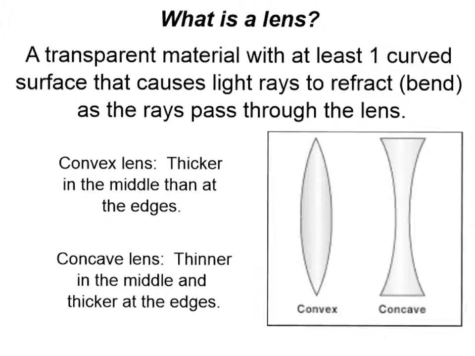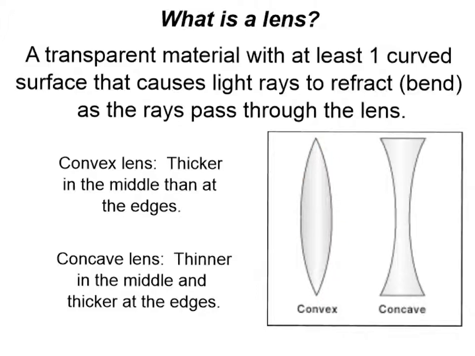So first of all, what is a lens? It's just a transparent material with at least one curved surface that causes light rays to refract. Remember, that's the bending of light as it travels from one medium to another. And as the rays pass through, they are going to refract or bend because they travel at different speeds in the air as opposed to in whatever the lens is made out of.